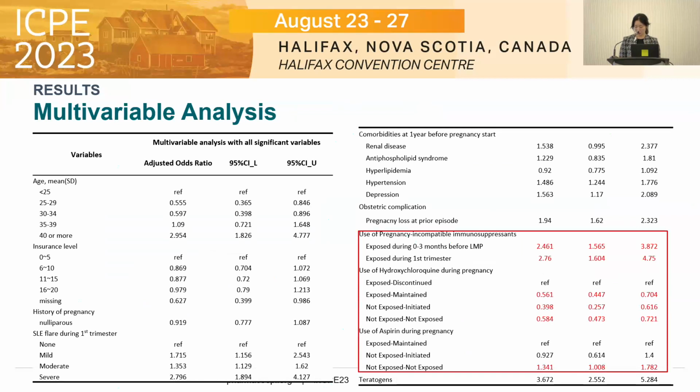When adjusted for maternal age, lupus flare, and different comorbidities, the use of pregnancy-incompatible immunosuppressants before 3 months and during the first trimester both increased abortion risk. Compared to the group of patients who were exposed and discontinued the therapy during pregnancy, all of the patients who were exposed and maintained, or who were not exposed at all, had a reduced risk, which means patients who were exposed and discontinued have a higher risk. And patients who were not exposed to aspirin at all, before or during pregnancy, had a higher risk of abortion.